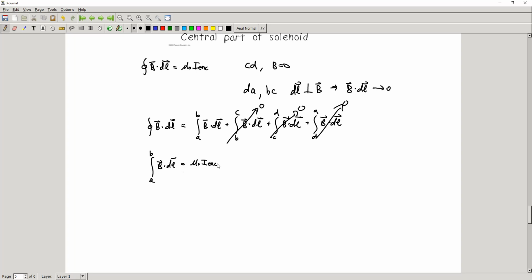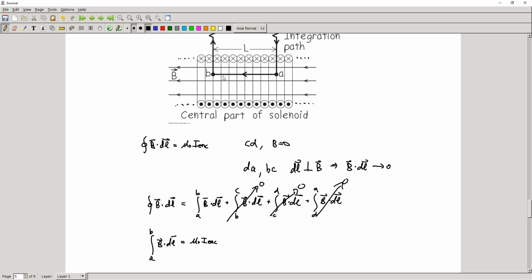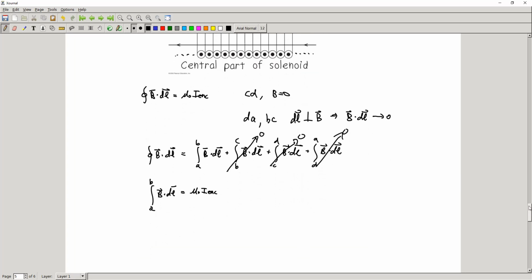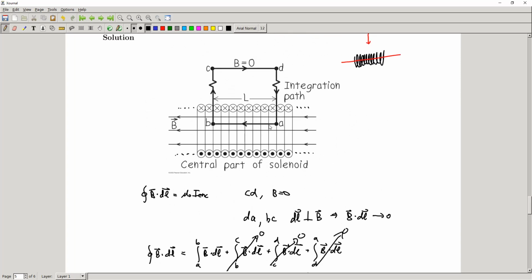The symmetry of the problem means that first, B is not changing in here, so B is uniform everywhere along AB. We don't have to worry about keeping it in the integral. Even better, our B and our dl are parallel everywhere, so they don't have to be dotted anymore. This integral just becomes B dl, and B can come outside of the integral, so this is just B times the integral from A to B of dl. We're integrating all these tiny little chunks of dl from A to B.